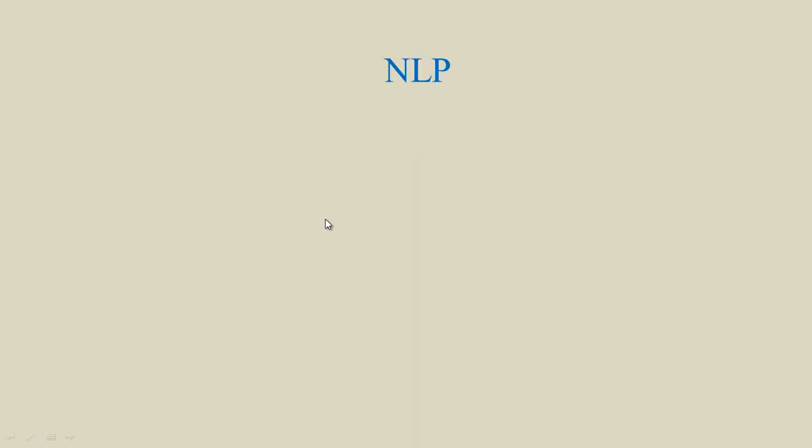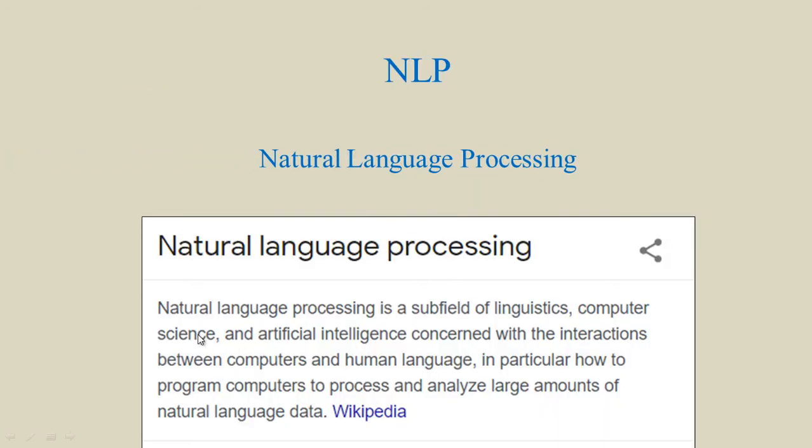NLP, Natural Language Processing. Natural language processing is a subfield of linguistics, computer science, and artificial intelligence concerned with the interaction between computers and human language, in particular how to program computers to process and analyze large amounts of natural language data.